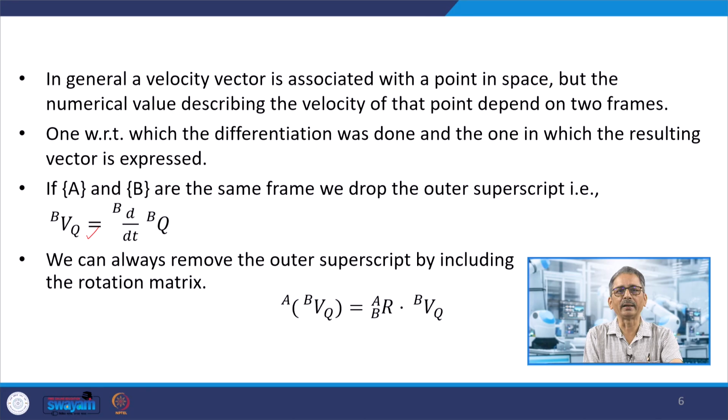Otherwise, if we want to remove this one, naturally we can do that with the multiplication of a rotation matrix. That is, for this VQB, we need to multiply by a rotation matrix from frame B to frame A, and then we can write it like that.